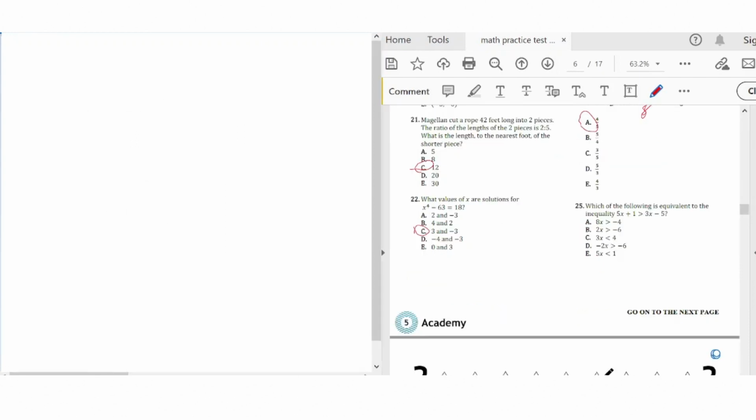Okay, number 25. We've got an inequality here, and we've got to simplify it. We've got 5x plus 1 is greater than 3x minus 5. So what we can do here is subtract 3x from both sides. So let's do that.